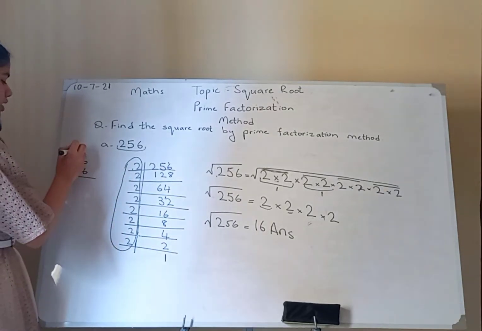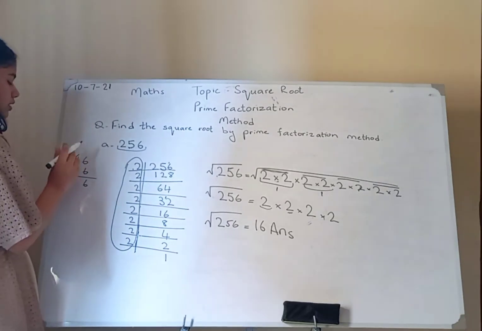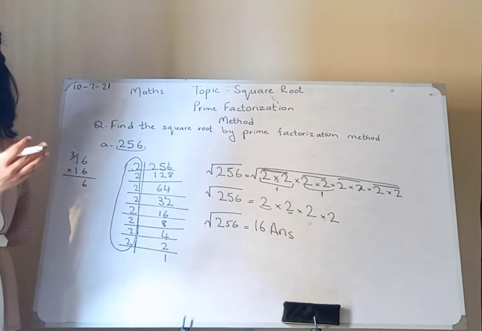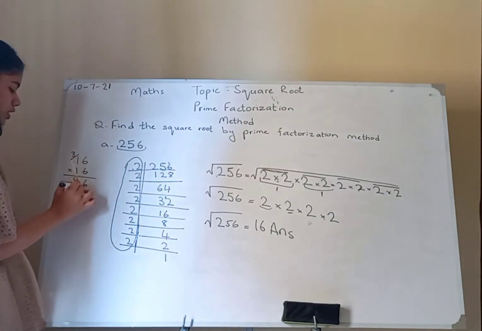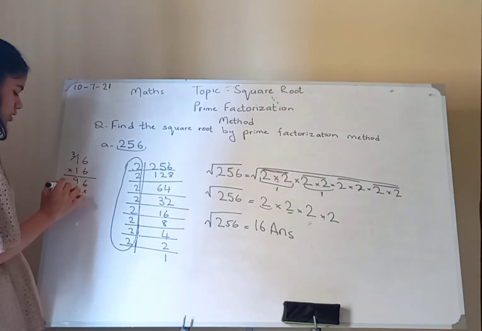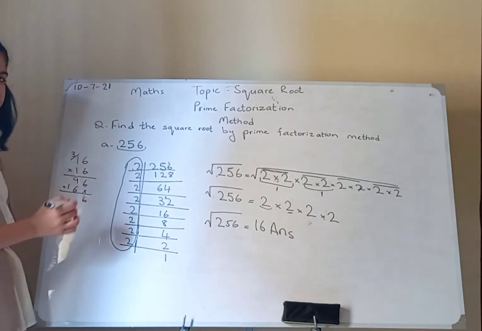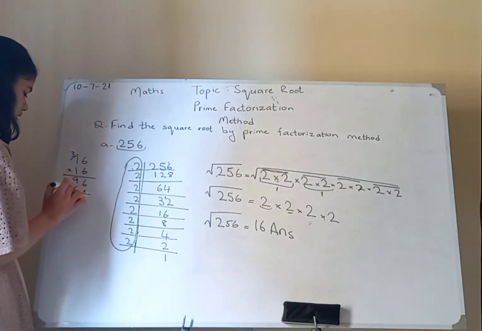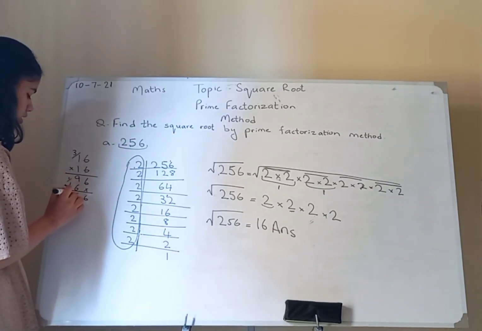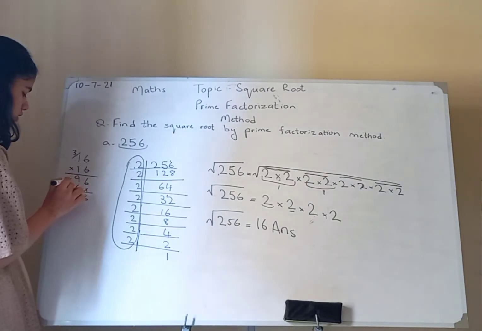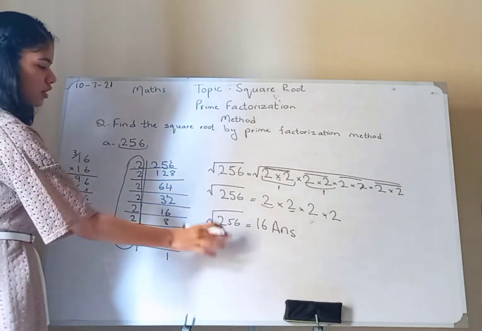6 times 6 is 36. 6 times 1 is 6. Then plus 3, so 7, 8, 9. 1 times 6 is 6, and 1 times 1 is 1. Pass them on. It's 6, and 9 plus 6 is 15, and 1 plus 1 is 2. We have a carry over here. Same answer. We have checked our question.